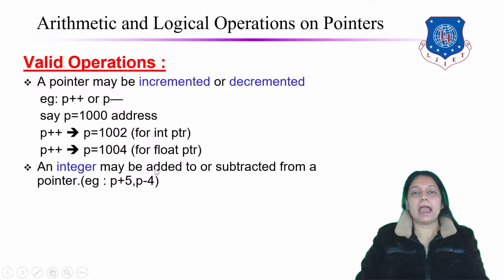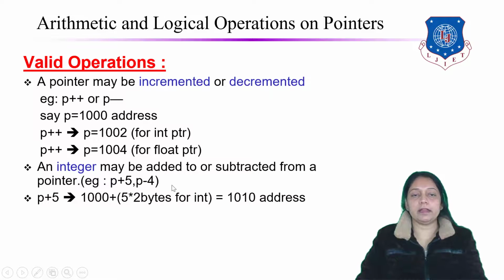Similarly, we can add or subtract an integer number with the pointer. You cannot use a float, but you can use an integer number that can be added to or subtracted from a pointer. Say for example, I want to add 5 to the pointer P, or I want to subtract 4 from the pointer P. Let's understand what would be the output in this case. Say for example, I want to do P plus 5.